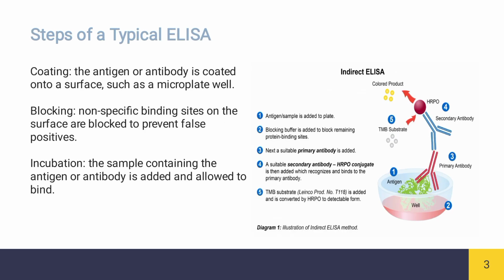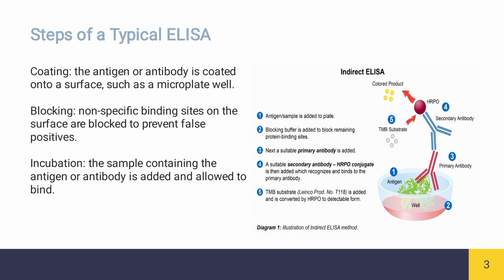What are the steps of typical ELISA? The typical ELISA steps include coating, blocking, and incubation. Coating. The antigen or antibody is coated onto the surface such as a microplate well. Blocking. Non-specific binding sites on the surface are blocked to prevent false positives.